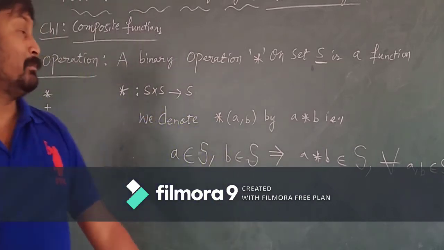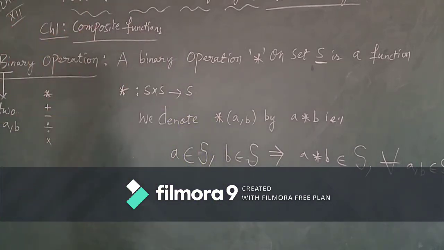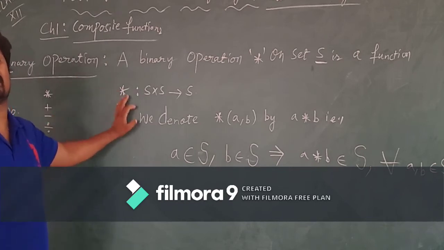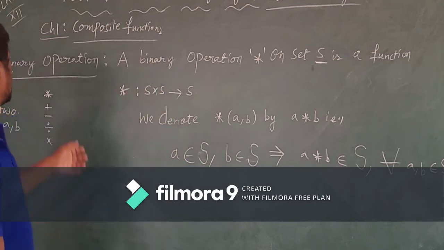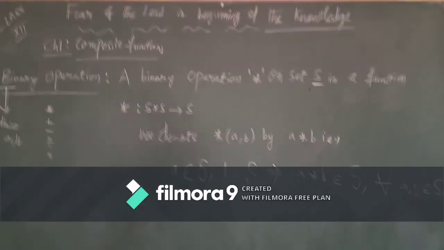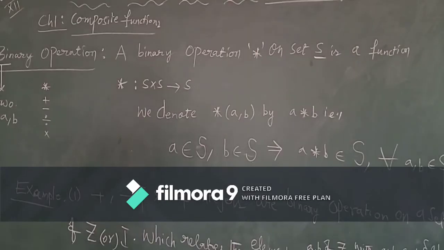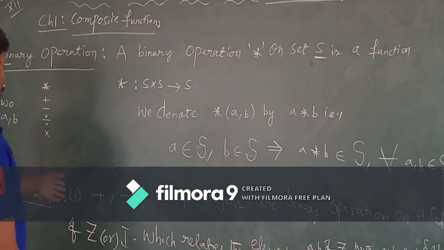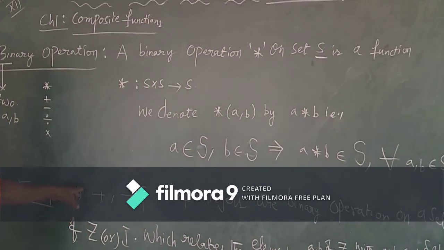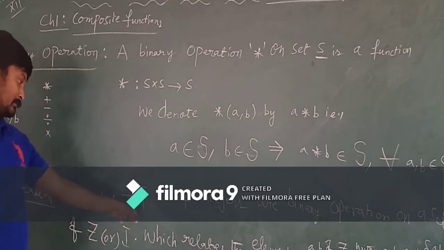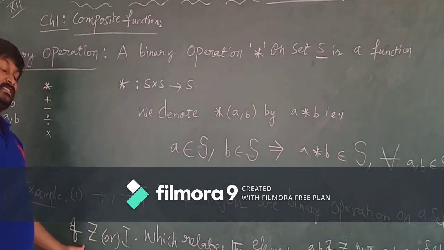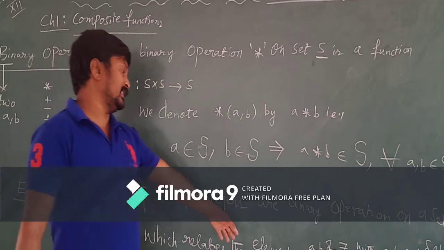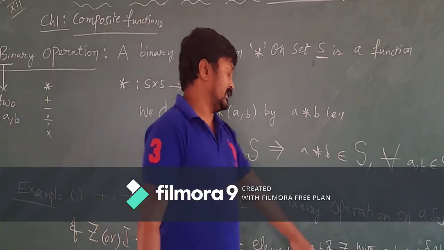So this is about binary operation. Star maps S cross S to S. So if you take A cross A maps A, B cross B maps B, and so on. We'll take one example so that you can understand clearly. Example 1: addition, subtraction, multiplication of integers are binary operations on the set Z of integers, relating the elements A, B of Z.